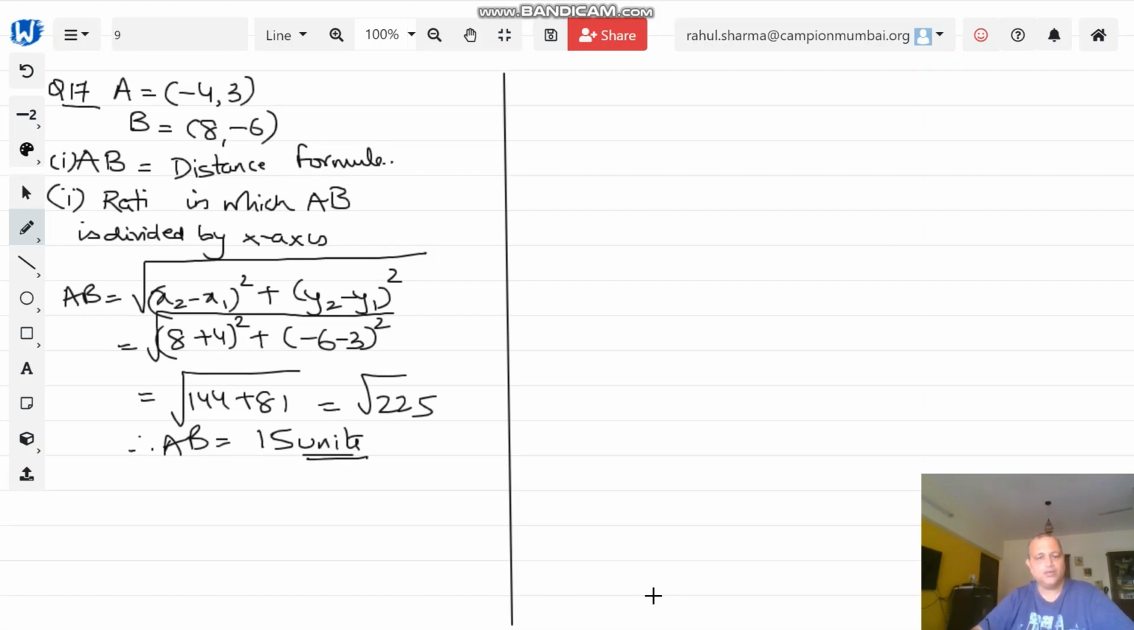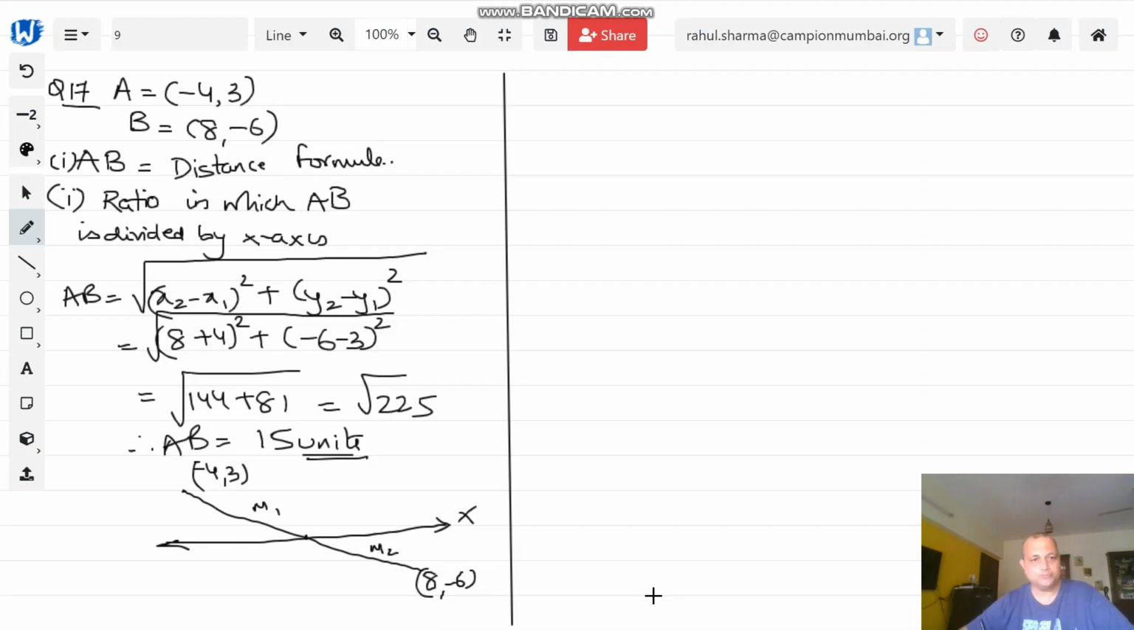Writing this unit, very important. Let's look at part 2, the ratio in which AB is divided by the x-axis. So what are the points? Negative 4 comma 3 and 8 comma negative 6. So this is my line and this is my x-axis. This is (-4, 3) and this is (8, -6). So the ratio in which this divides, let the ratio be m1 is to m2. I need to figure out m1 is to m2.